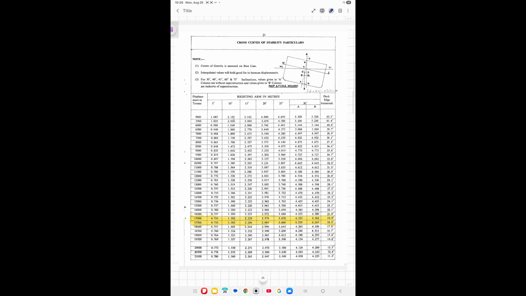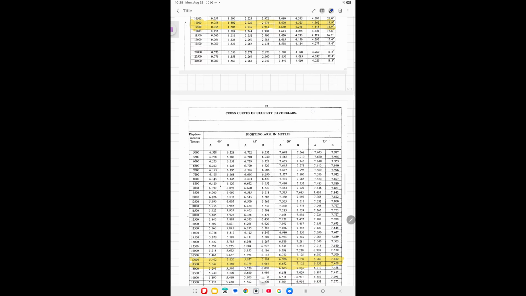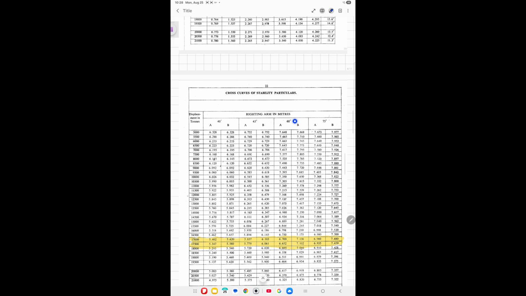the same thing but in a tabulated form. So there are tables like this: cross curves of stability particulars. On the left side we have the displacement of the vessel, and then across we have the righting arm in meters, which is the KN values for 5 degrees, 10 degrees, 15, 20, 25, 30, and then it continues to 40, 45, 60, and 75 degrees of heel. So we can calculate our KN values from here.